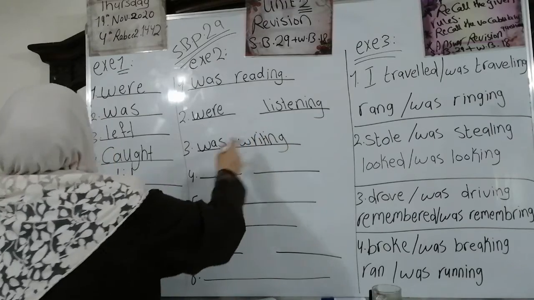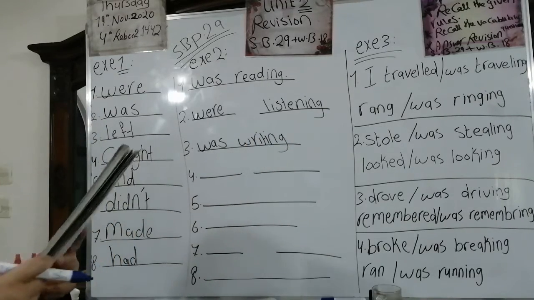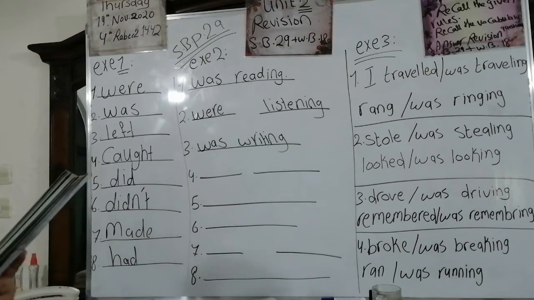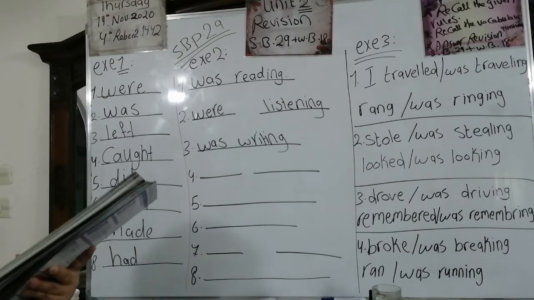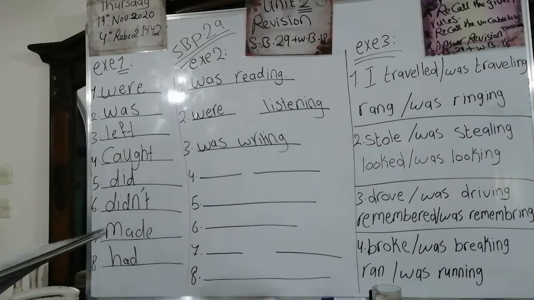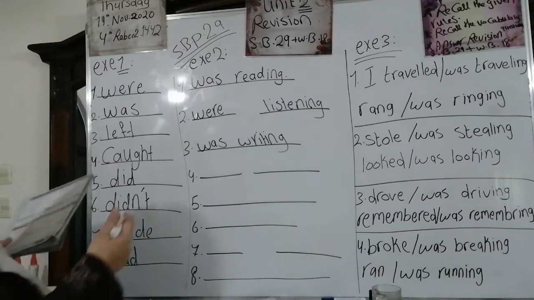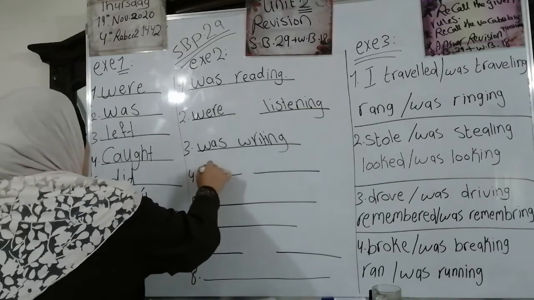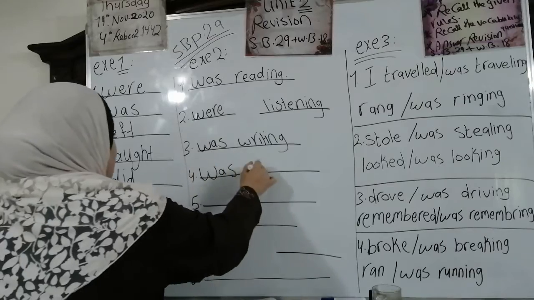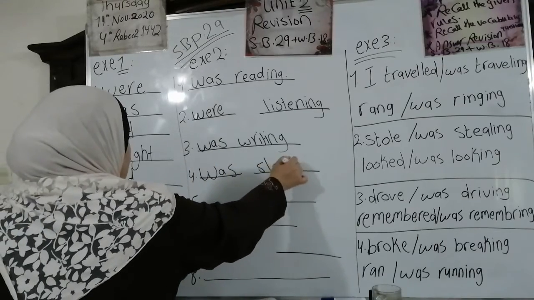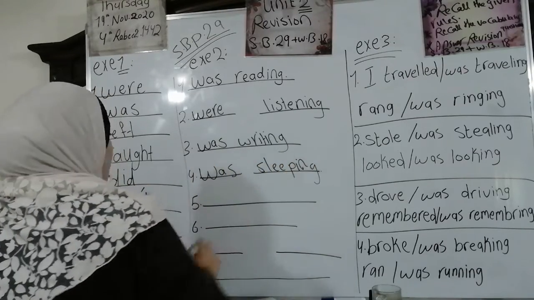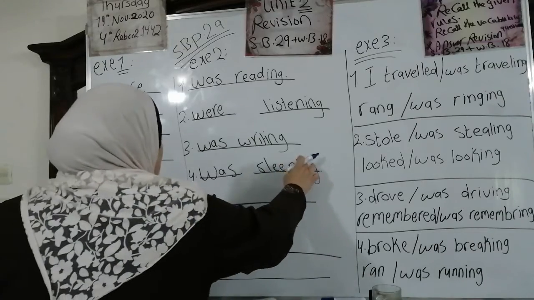Okay. Now, number 4. The baby at 2 a.m. So we are going to ask about the baby. Which helping verb helps us? Of course, it's what? Yes, good job. Yes, it's was. Was the baby sleeping at 2 a.m.? Okay. Now, the next one, number 5.